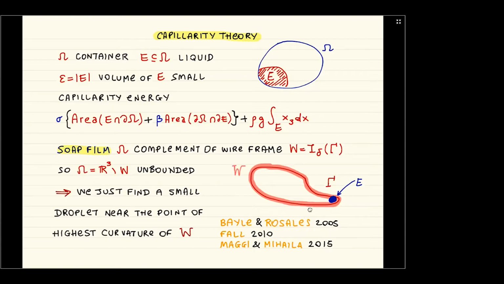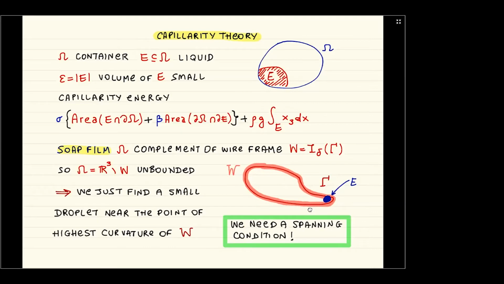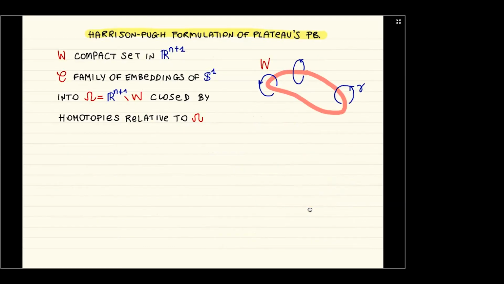So what to do? If you just plug in capillarity theory with the obvious choice of the container, you don't see anything that resembles a subfilm, right? So how to progress? We propose the following model, which is still based on capillarity theory, but somehow we are adding a spanning condition to it. So the idea is the following.